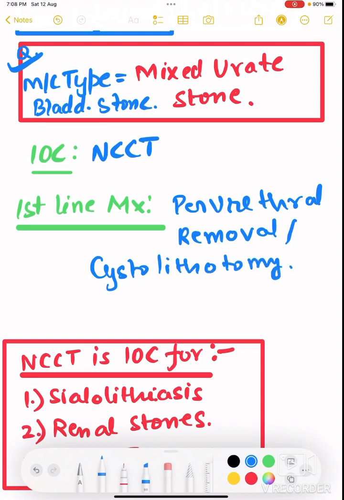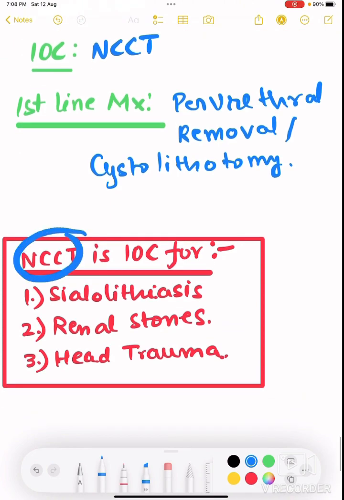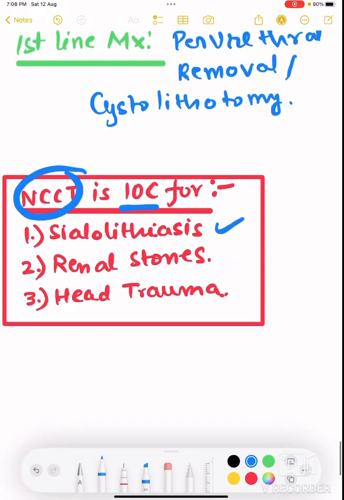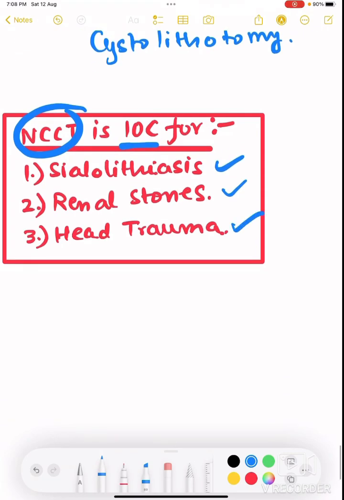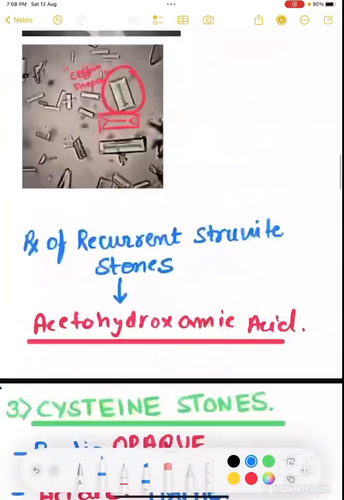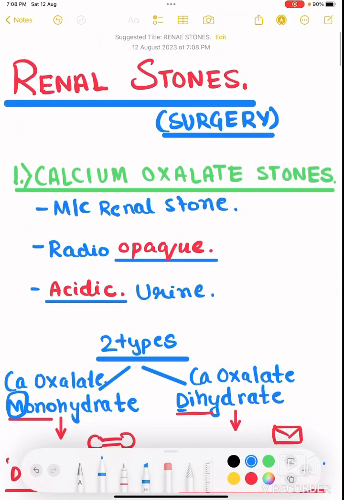Lastly, I want to discuss NCCT as the investigation of choice for what things? Sialolithiasis, stone of the salivary gland and its duct, renal stones already discussed here, and head trauma. You all might not have known this. So that's it, guys. We have completed this big topic. Everything is important, especially the shapes, radio-opacities, and whether the urine is acidic or not, right? These things are most important.